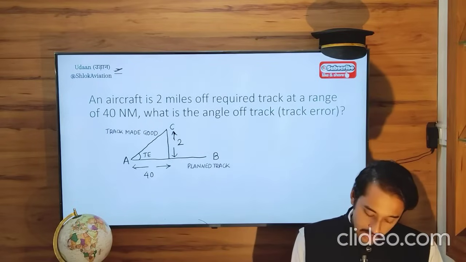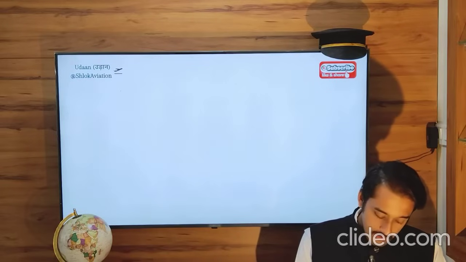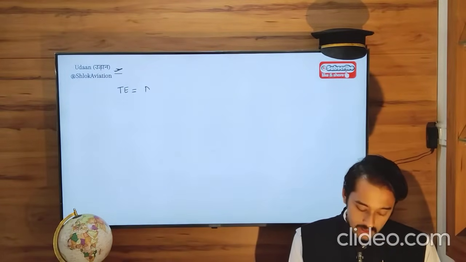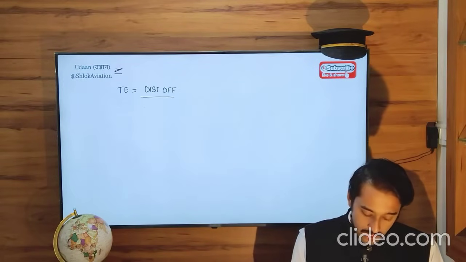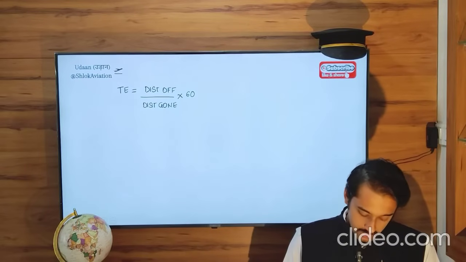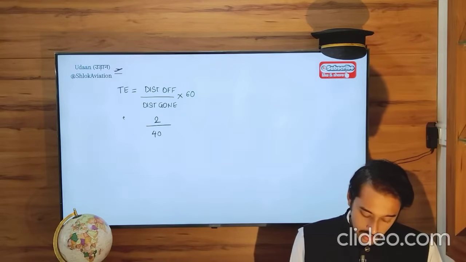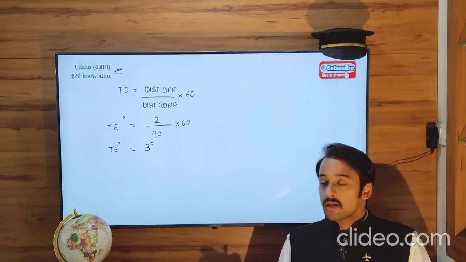Now you have to find track error. And this is your distance off track. This is your distance gone. Track error equals distance off track divided by distance gone into 60. So distance off track is 2 nautical. Distance gone is 40 into 60. So track error angle will be equal to 3 degree.